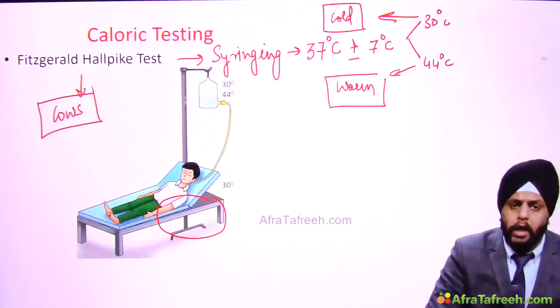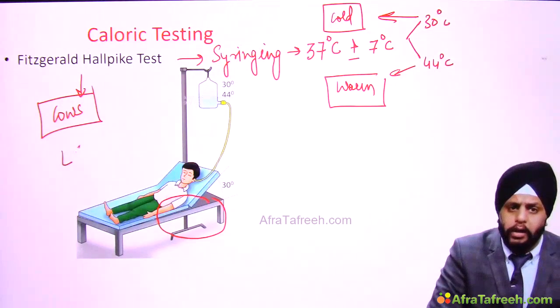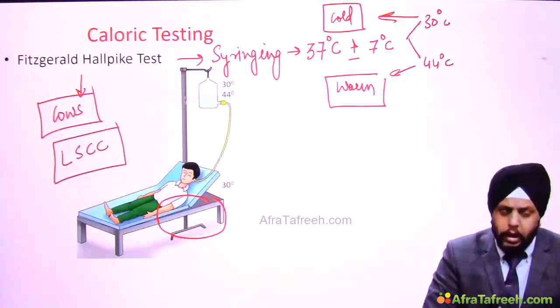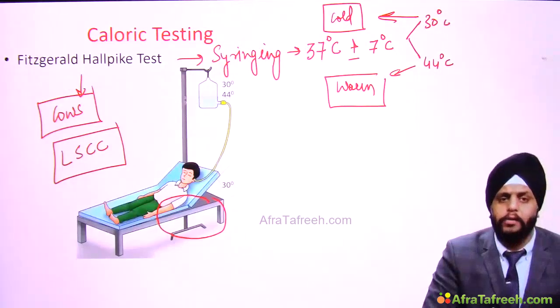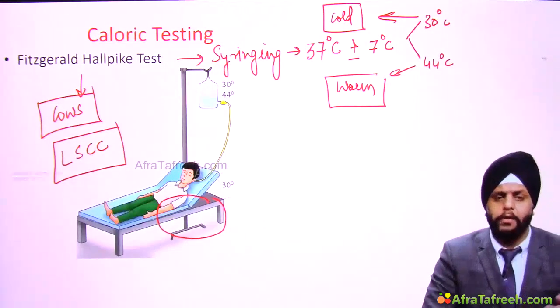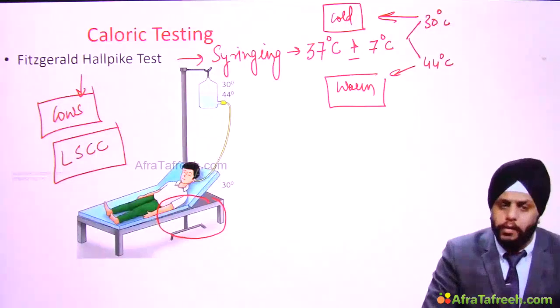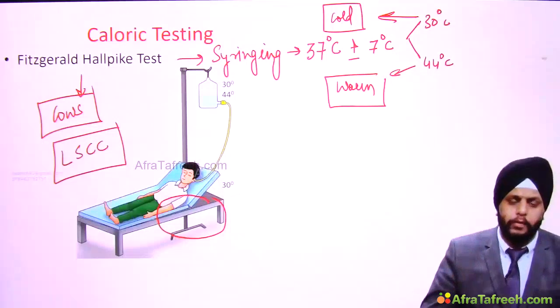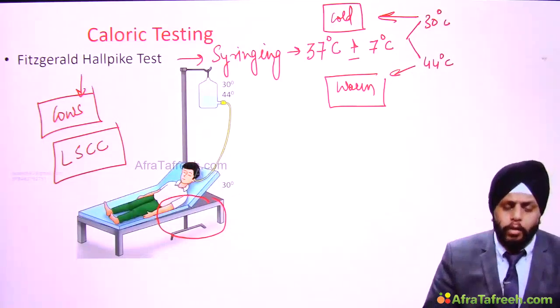So remember, caloric testing, you are stimulating the inner ear. Which part of inner ear? You are stimulating the lateral semicircular canal. And when you stimulate the lateral semicircular canal, what happens? There is nystagmus. What kind of nystagmus? It's a horizontal nystagmus.